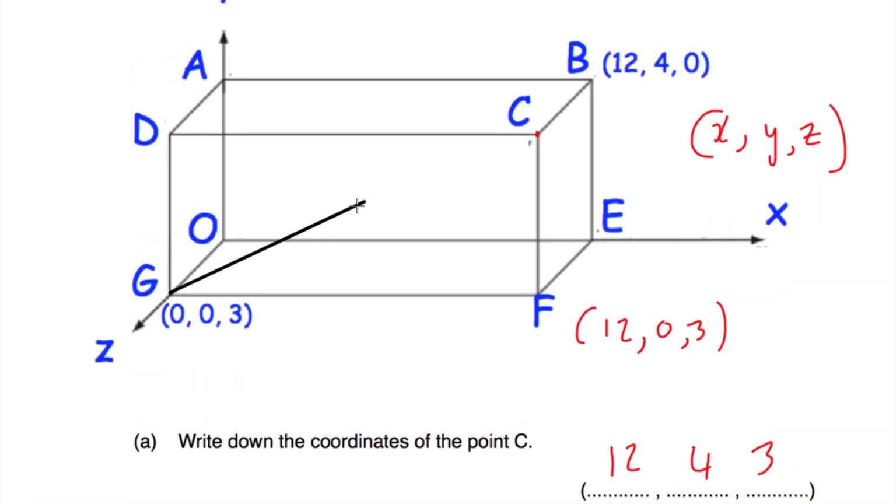So let's connect up B and G, so that's going to be there, that's the line BG. I want to find the coordinates of the midpoint, so that's the coordinates of the midpoint there. So we've got the coordinates for G and the coordinates for B. If I want to find the coordinates of the midpoint, I'm just going to add them together and halve it.